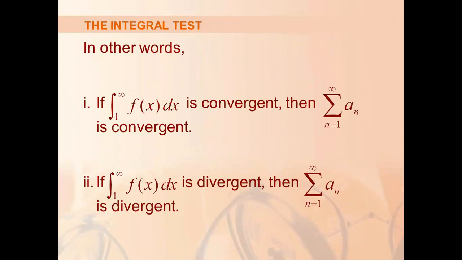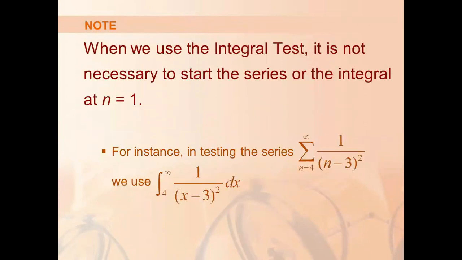Now there are two important points you need to remember. The first point is that when we use the integral test, it is not necessary to start the series or the integral at n equal to 1. For example, if we have to find the convergence of the series 1 over (n minus 3) squared from n equal to 4, then we have to evaluate the improper integral from 4 to infinity, not from 1 to infinity.